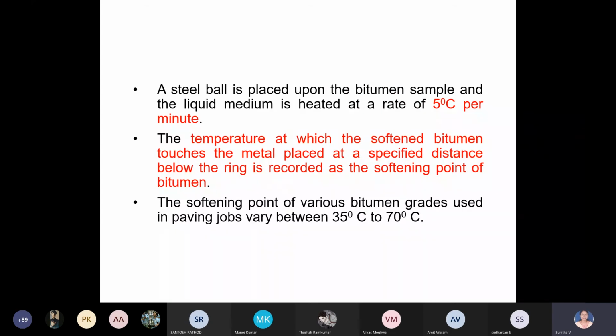And the temperature at which the softened bitumen touches that metal plate, or that bar, whatever you call it, placed at a specified distance below the ring, is recorded as the softening point of bitumen. For a normal bitumen, it will vary from 35 degrees Celsius to 70 degrees Celsius.